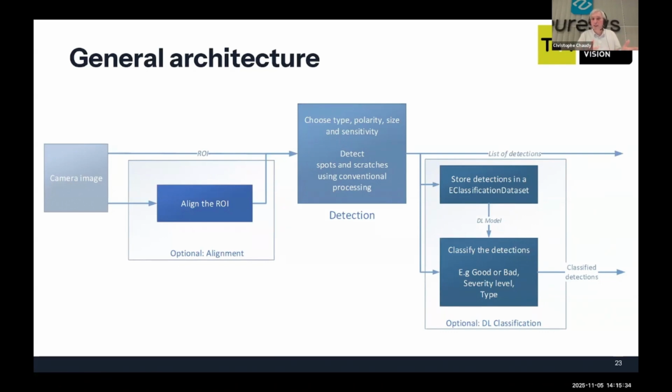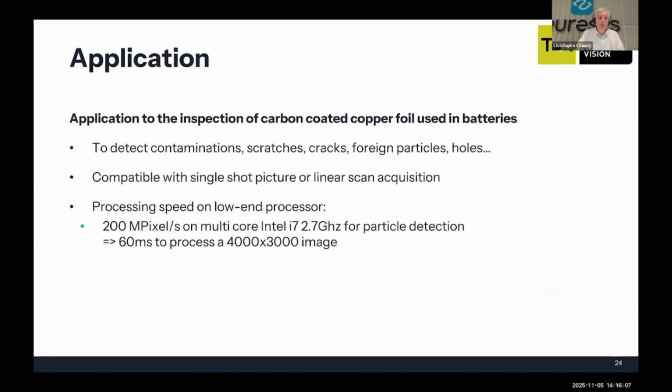This step allows you to detect spots and scratches using conventional processing. This part is really fast. At that point, you get a list of detections or a list of candidates. For some application, it ends up here. You get what you are searching for. But you can push this detection, this segmentation, to a deep learning classifier that has been trained specifically for that specific end industry. I will illustrate that later.